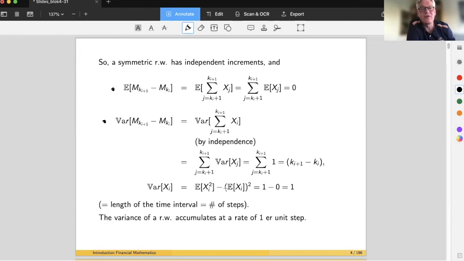And if I use this information in here, so we have the sum of terms, then I see that this is equal to k_{i+1} minus k_i times the 1, which makes k_{i+1} minus k_i. It is just the number of steps taken in the expression. And sometimes we write this by saying the variance of a random walk accumulates at a rate 1 per unit step. So the individual ones are 1, then we have the sum, and therefore we end up with k_{i+1} minus k_i. All right?